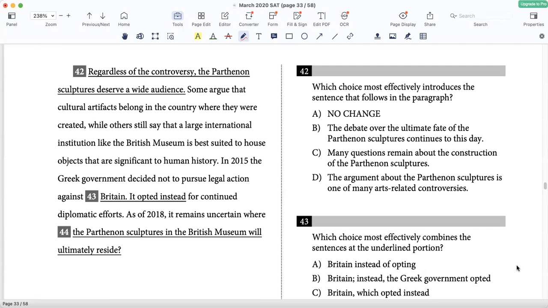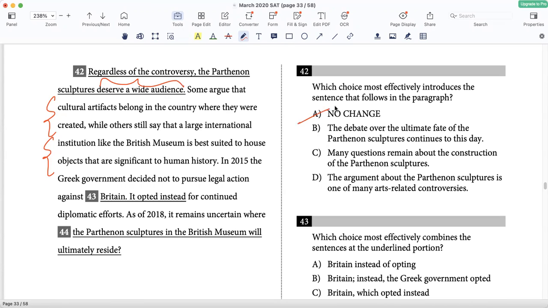So we know that the next sentence tells me that some people argue that the cultural artifacts belong to the country where they were created, which means that the marbles should be returned to Greece, while others think that the British Museum, being an internationally renowned museum, is a better place to house them. So, regardless of the controversy, the Parthenon sculptures deserve a wide audience. I don't think this is about a wide audience. This is about where the sculptures should be housed, right? So I don't like A.